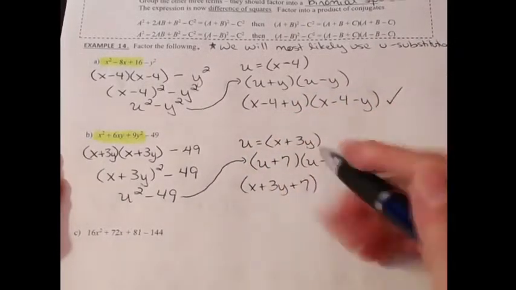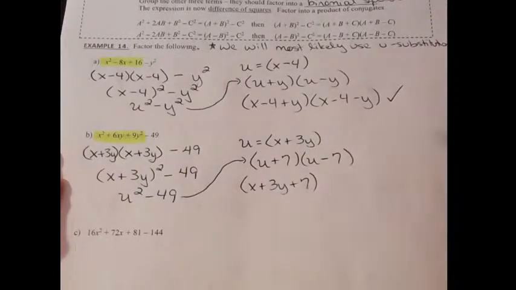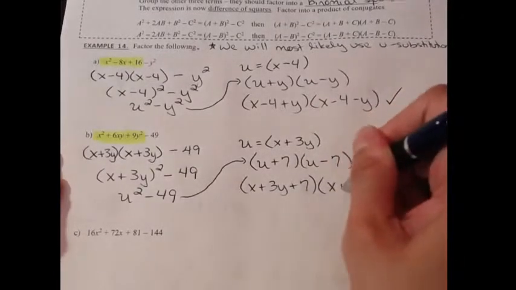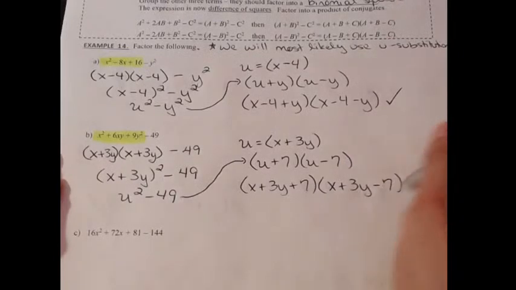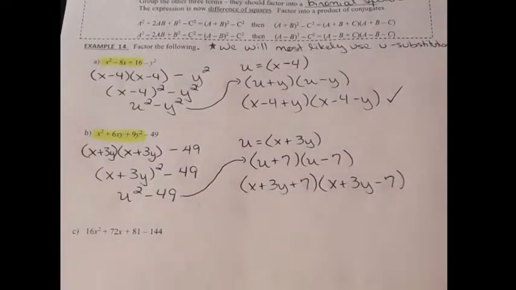And then we have plus 7, of course. You never want to get rid of what's already there. And then again, u is x plus 3y. And we have minus 7. Beautiful.